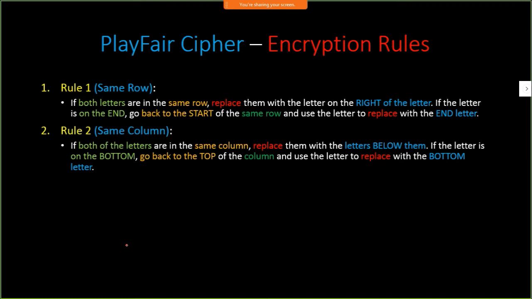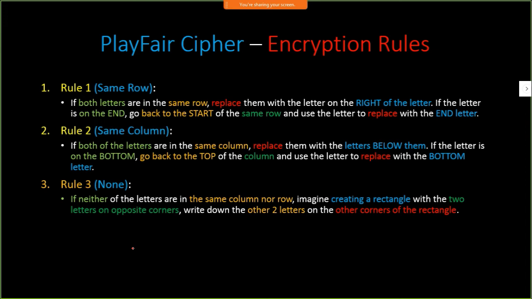Rule 2, same column: if both letters are in the same column, replace them with the letters below them. If the letter is at the bottom, go back to the top of the column and use that letter to replace the bottom letter. And rule 3: if neither letter is in the same row or same column, imagine creating a rectangle with the two letters at opposite corners. Write down the letters on the other two corners of the rectangle.